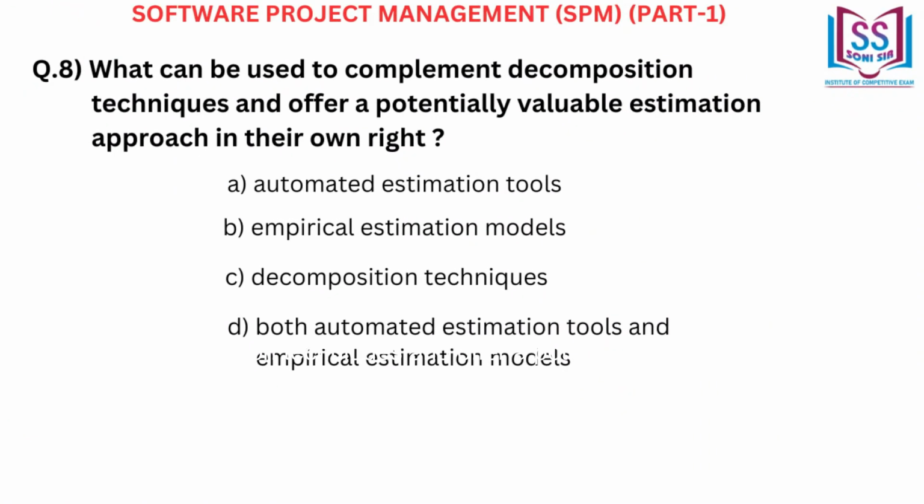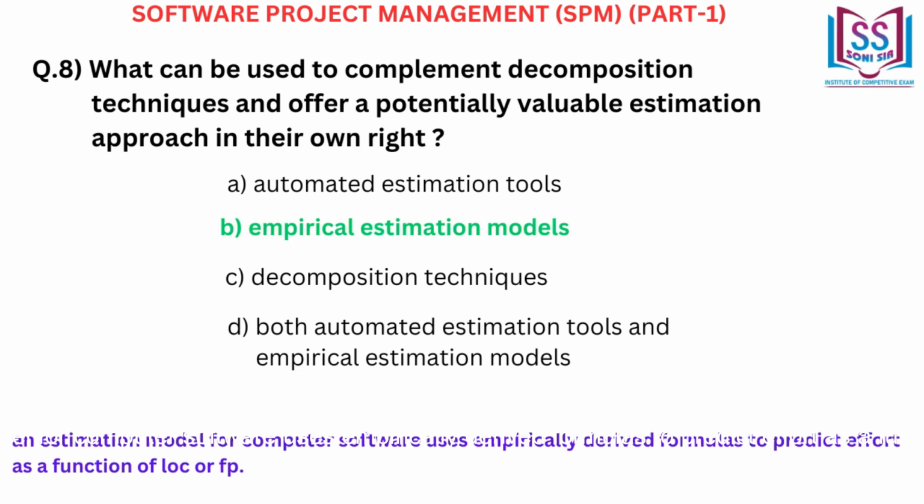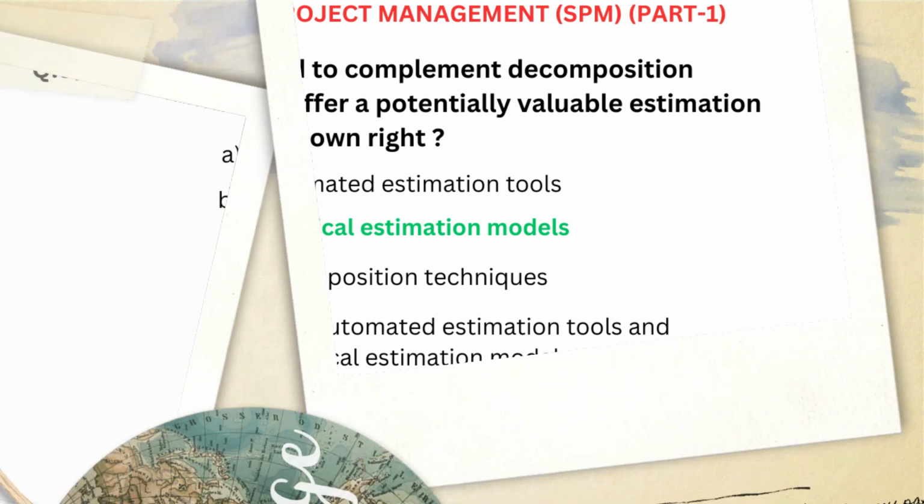What can be used to complement decomposition techniques and offer a potentially valuable estimation approach in their own right? A. Automated estimation tools. B. Empirical estimation models. C. Decomposition techniques. D. Both automated estimation tools and empirical estimation models. Correct answer B. Empirical estimation models. An estimation model for computer software uses empirically derived formulas to predict effort as a function of LOC or FP.